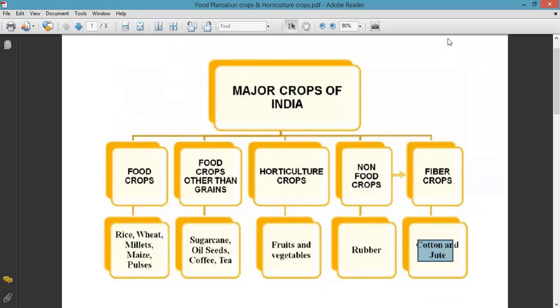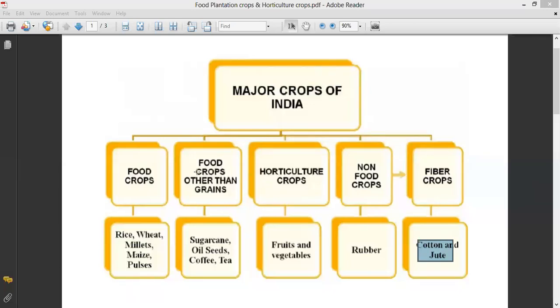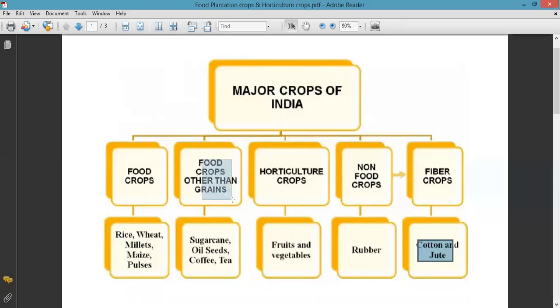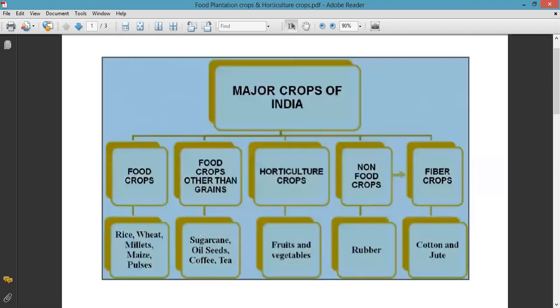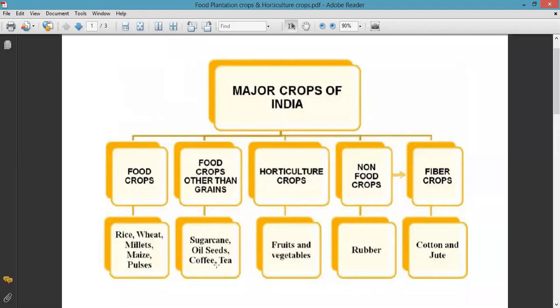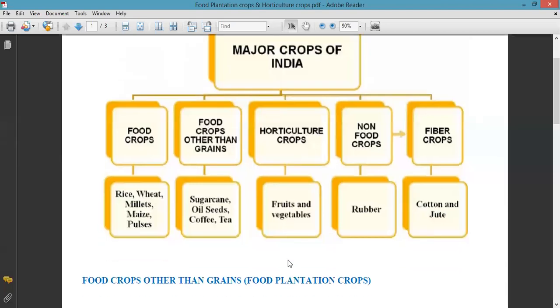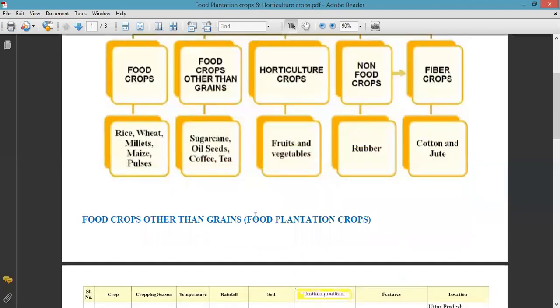Clear? In today's class, we will discuss food crops other than grains, or in other words, food plantation crops. In the previous class, yesterday, we discussed food grain crops: rice, wheat, millet, maize, pulses. Today, food plantation crops, and if we have time, horticultural crops. They are exactly sugarcane, oilseed, tea, coffee. Just four. Under horticulture, we will discuss fruits and vegetables. Flowering plants are not included in our syllabus.